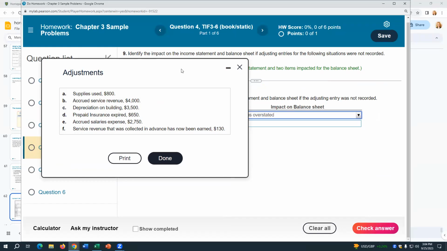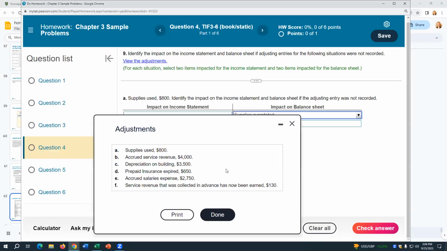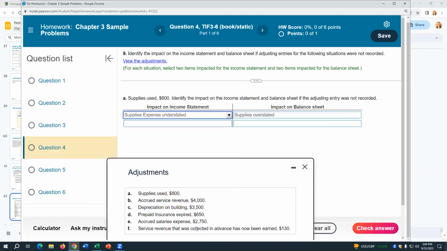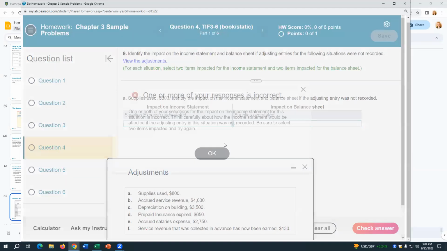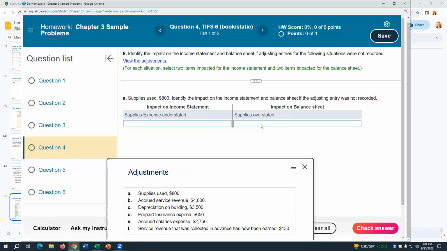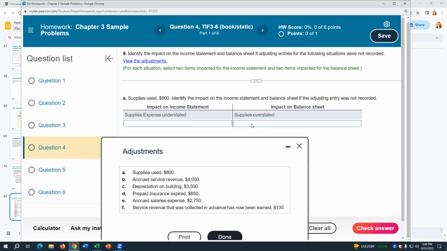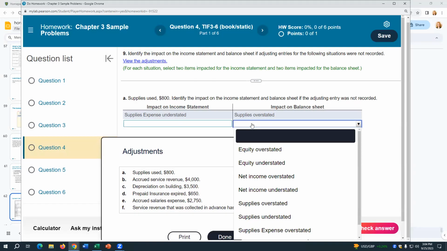And then on the income statement side, we would not have recorded that supplies expense, right? So what does that do on our income statement? Yeah, so supplies expense would be understated. All right. Oops, what did I forget here? It's wanting more here. Let's see. Oh, okay. All right.